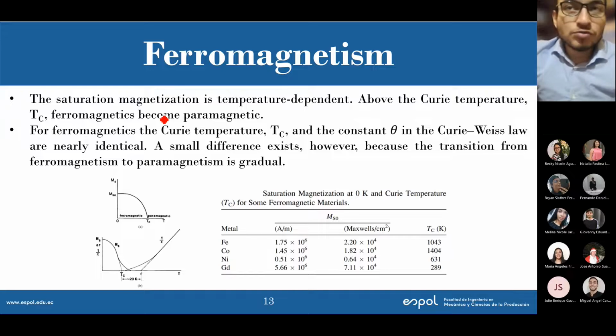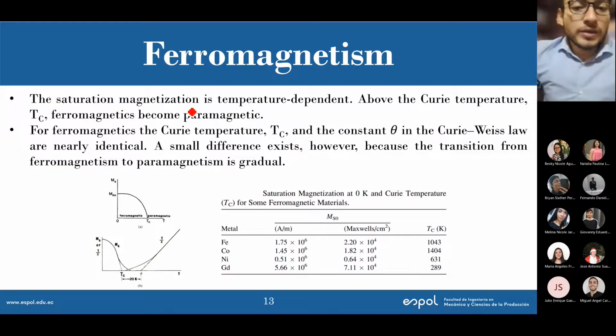Now, the saturation magnetization, as again I repeat, like most constants, is temperature dependent. As I said, remember, only in diamagnets are the constants not temperature dependent. In all other types of magnets, the constants are temperature dependent, and obviously the saturation magnetization is not the exception.